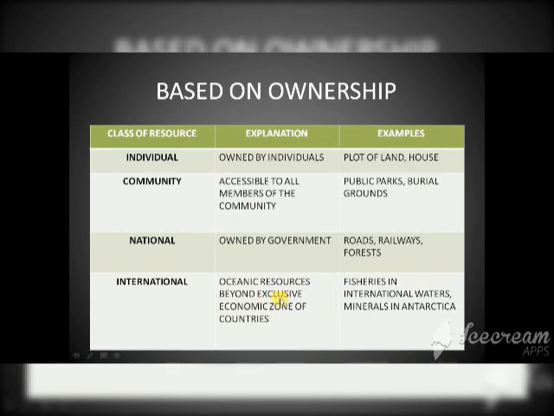International resources are those which are international property. For example, these resources are beyond the exclusive economic zone, and this is the open sea. For example, we have the fisheries in international waters, and minerals in Antarctica. So these are the four classes of resources based on ownership.